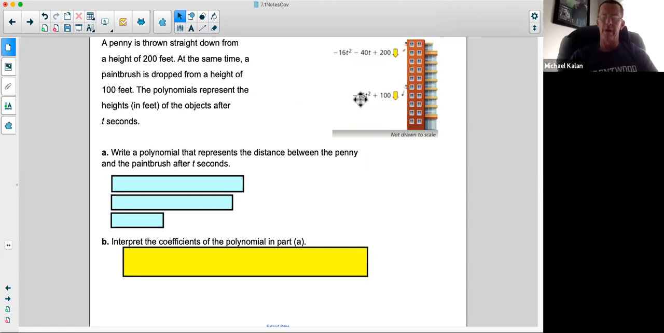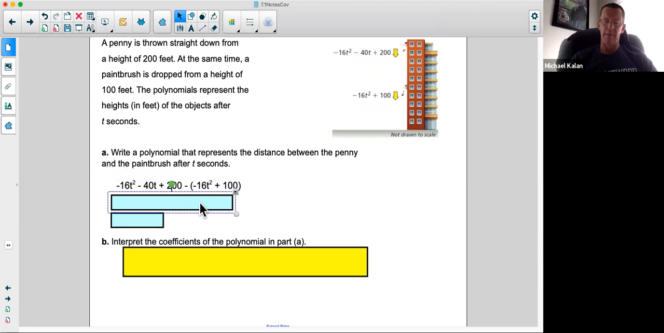But what we need to do is take this height and subtract this height from it, right? Because this height is all of this. If I subtract this off, it tells us the difference between the two. So yeah, that's exactly what we would do. And then we would need to do what here, right? We would distribute, good. So it becomes plus 16t squared, negative 100.